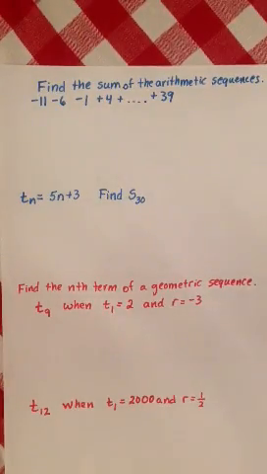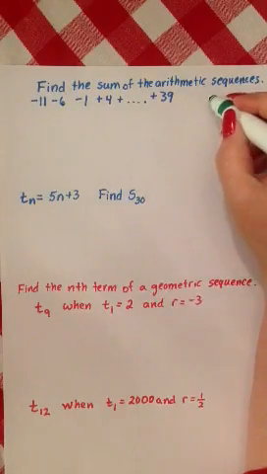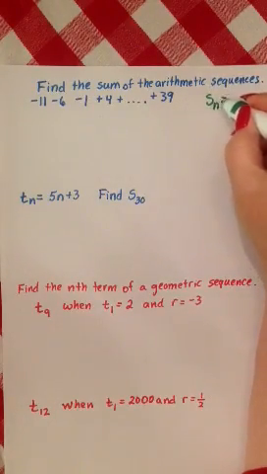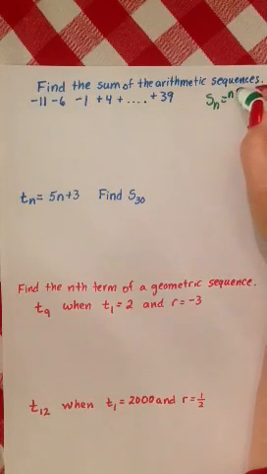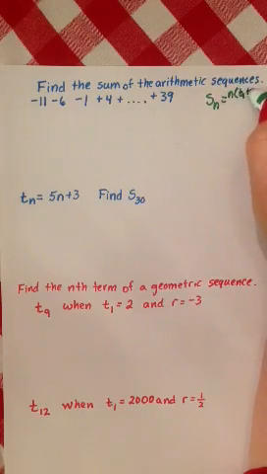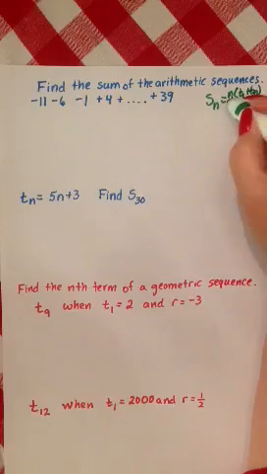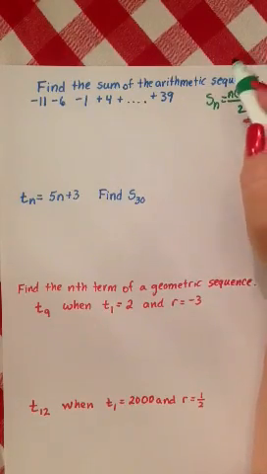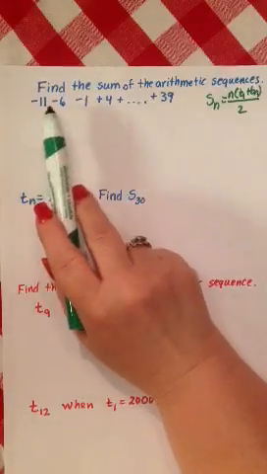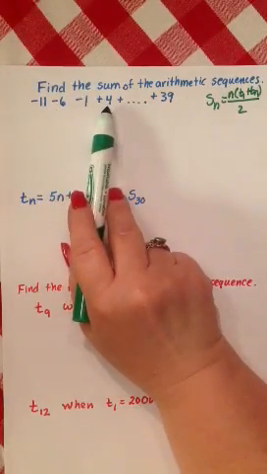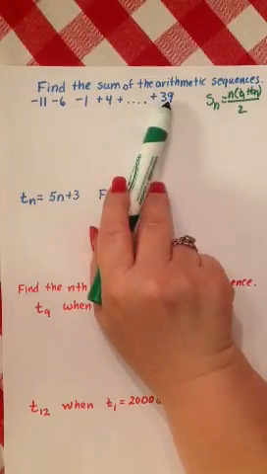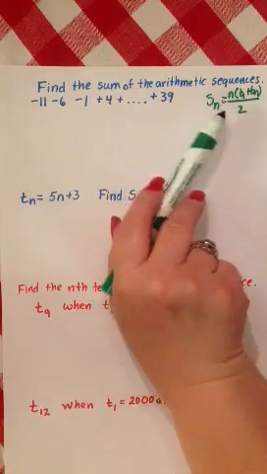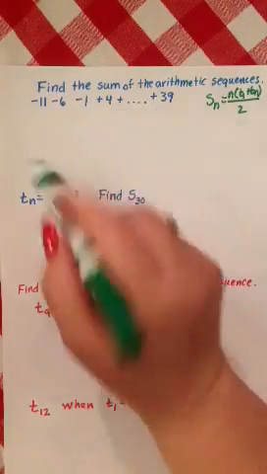All right, to start with, we are going to find the sum of some arithmetic sequences. Remember the formula is S sub n is equal to n times the first term plus the last term, divided by 2. Okay, so what I don't know is this goes negative 11, negative 6, negative 1, positive 4, and then the last term is 39. What I don't know is n. I don't know how many terms there are.